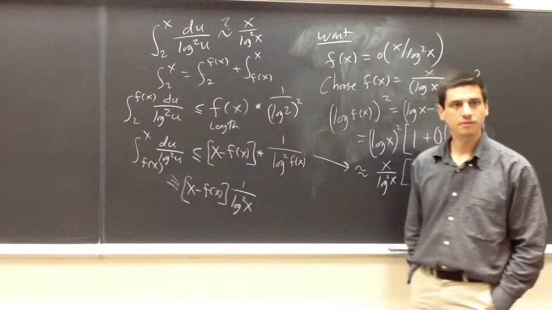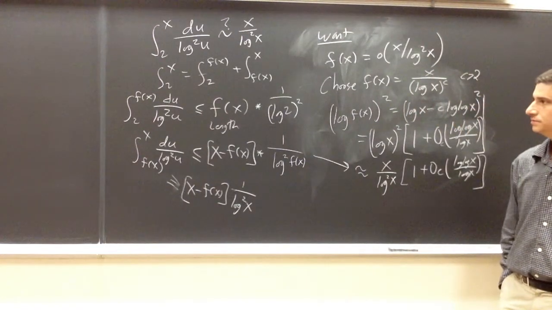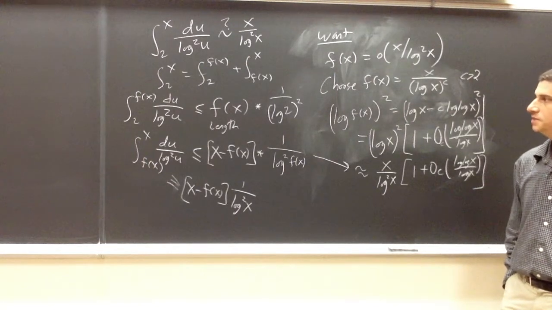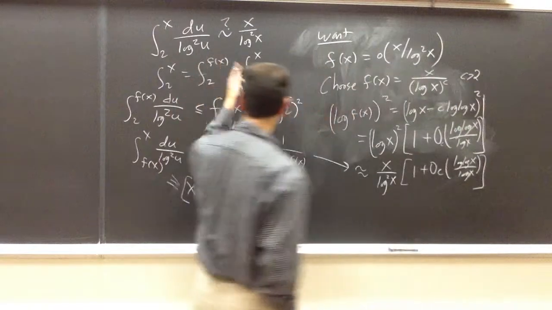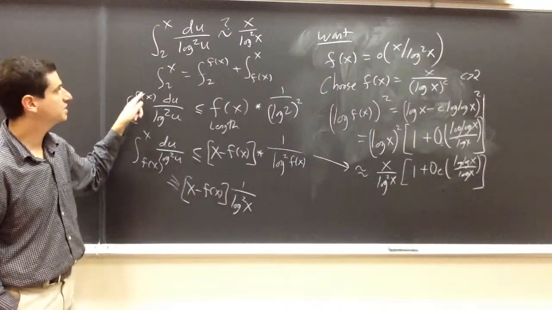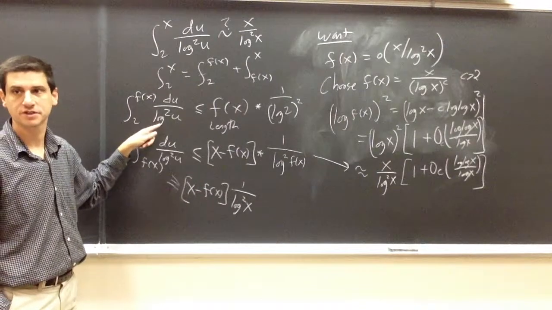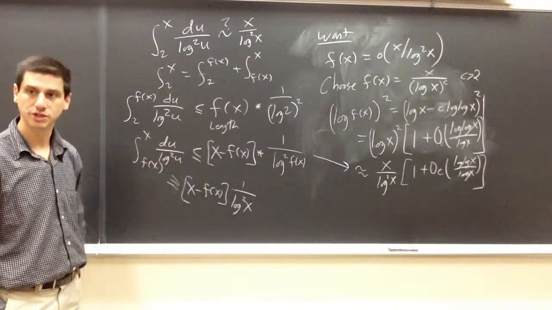Yes? I was just wondering, once you find a bound, could you recursively use it for that first part, the 2 to f of x? So we could do that as well. And again, the main contribution there is going to be coming from the end. And so if we plugged that in here, we would then get basically f of x over log squared f of x. And that would give us a little bit of a savings. And then that would lower this thing down a little bit more, yes.